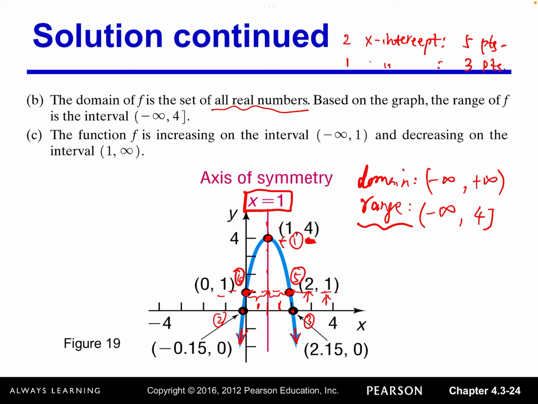And then increasing, decreasing, okay, from negative infinity to 1, the function is increasing. Okay, the increasing interval is from negative infinity to 1, and the decreasing interval is from 1 to positive infinity. All right, so that completes this example.